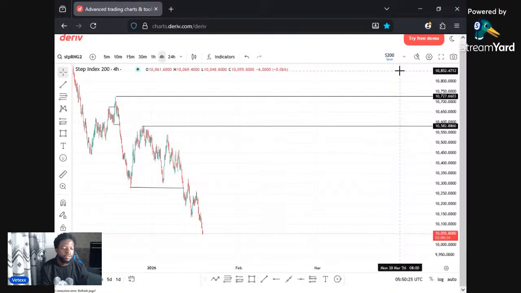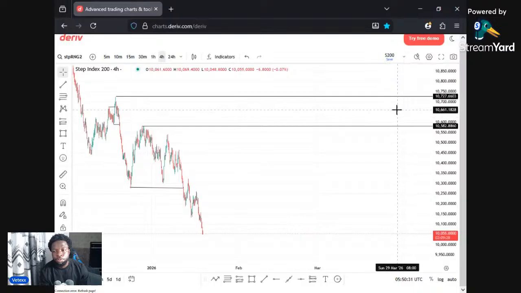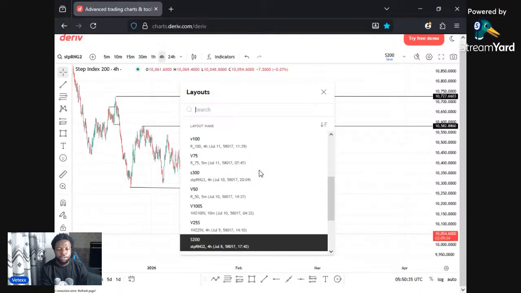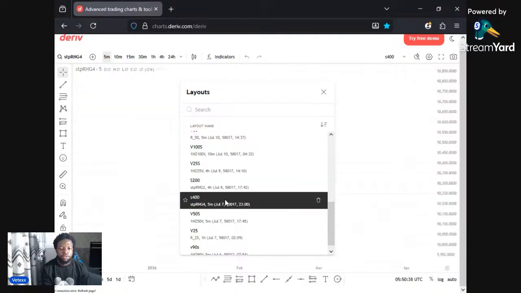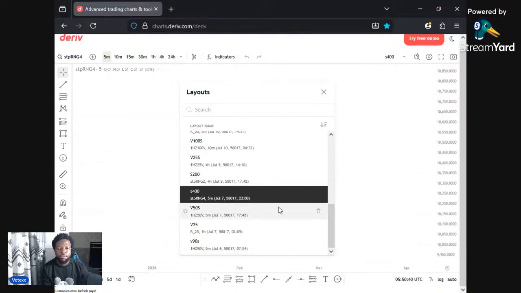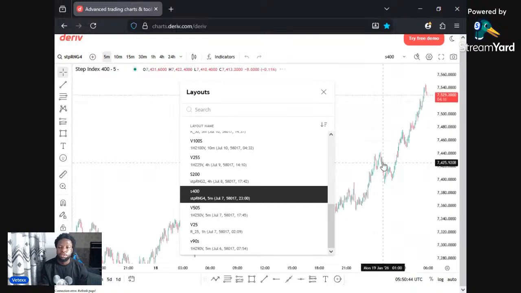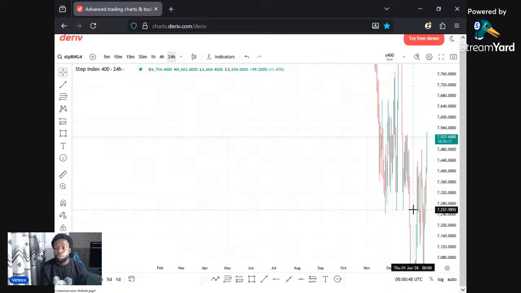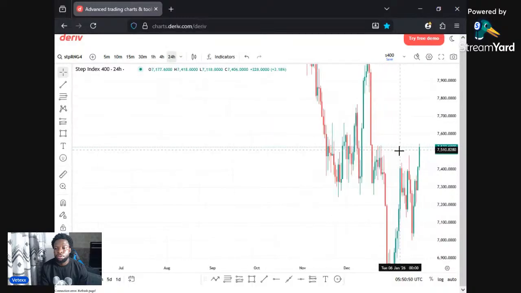Currently there's nothing on the Step 200 index. It's just moving aggressively to the downside, which says it's bearish. So the next on our list is going to be the Step 400 index. Let's check what Step 400 index has for us today. Starting from the 24-hour time frame, what do we see?